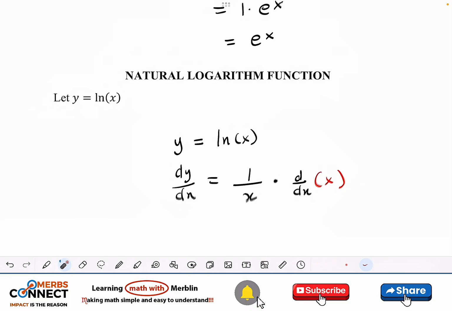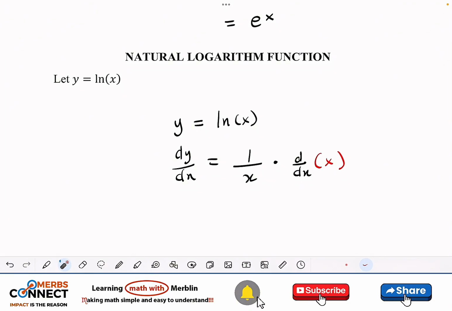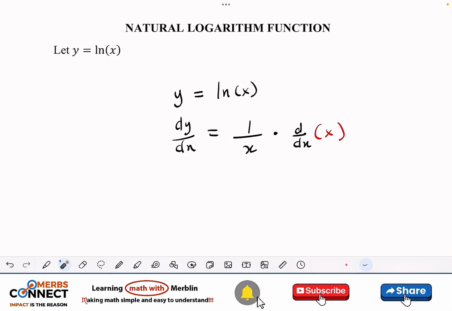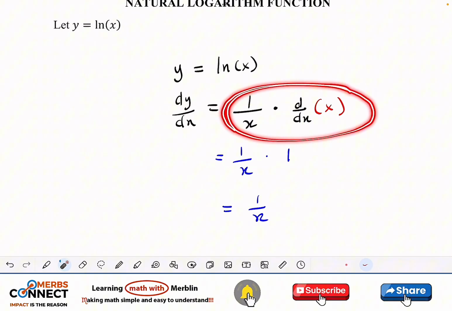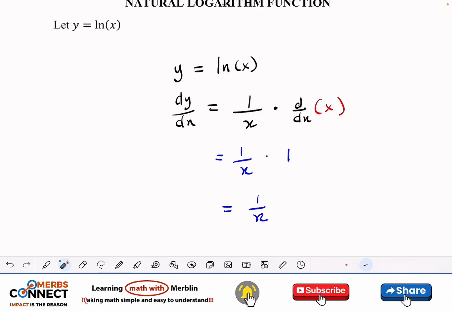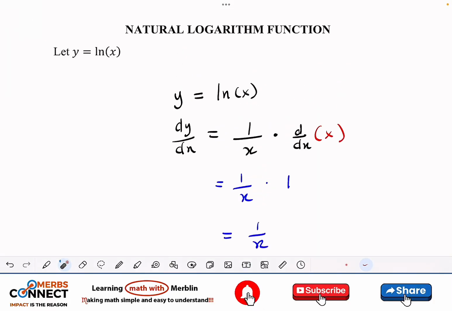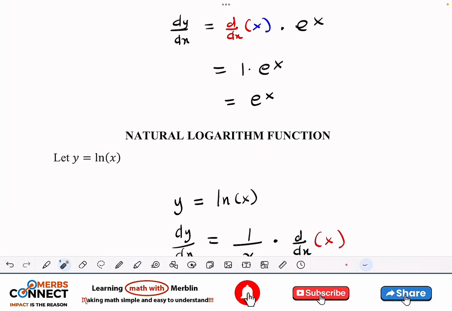This is something that we need to know. So for us to differentiate the function, we are saying that 1 divided by x times the derivative of what is inside the parentheses. When I do this, I'm going to have 1 divided by x times, when I differentiate x, I get 1, and this is going to give us 1 over x. So when I differentiate ln x, I get 1 over x. But know the process, most especially this one: 1 divided by what is inside the parentheses times the derivative of what is inside the parentheses. Good. So this is the exponential function, and this is the natural log function.